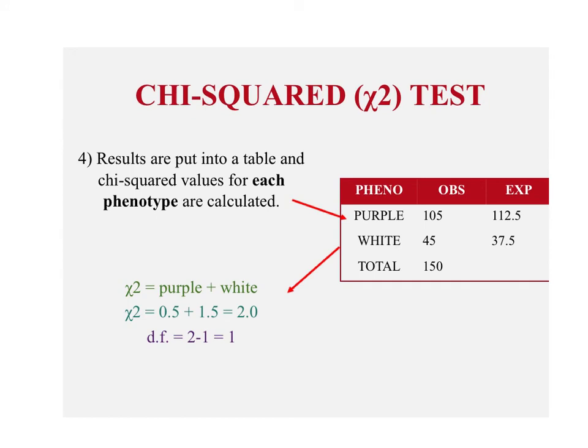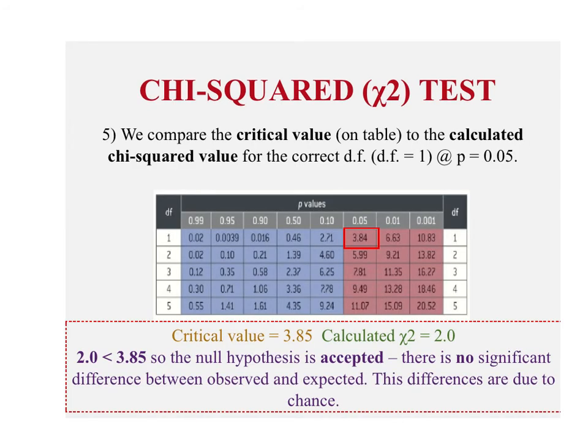Remember, we've got our chi-square value of 2, but we still need our degrees of freedom. There's 2 different options for that phenotype, either purple or white. So we've got 1 degree of freedom in this investigation. And the final thing we're going to do is compare it to our critical value table. Remember, we're always looking at that 0.05 column and 1 degree of freedom on the row.